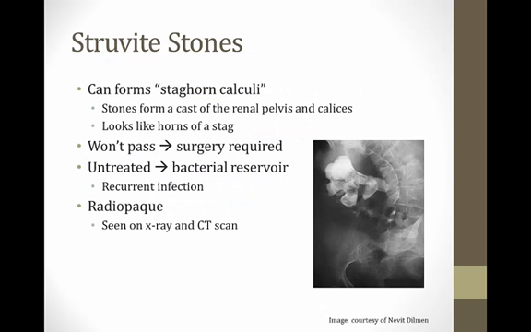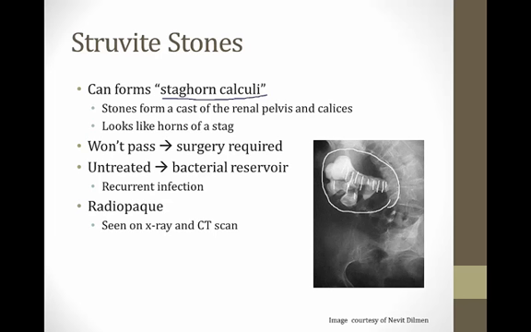So a very high yield thing to know about struvite stones is that they can form something called staghorn calculi. So let's talk about what we mean by that. If you look at this X-ray image on the bottom right hand corner over here, you will see that the entire collecting system of the kidney is bright white. It almost looks like someone's injected dye into the collecting system of the kidney, but in fact all this white stuff is stone material that's precipitated out and essentially formed a cast of the collecting system, and that's a staghorn calculi. It's a huge collection of stone material, and it looks like the horns of a stag.